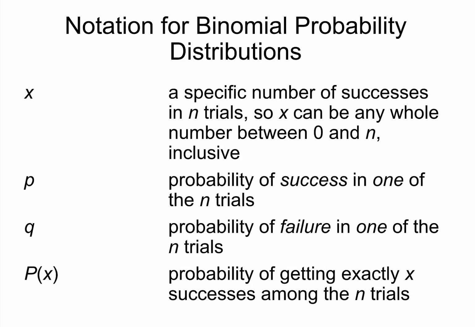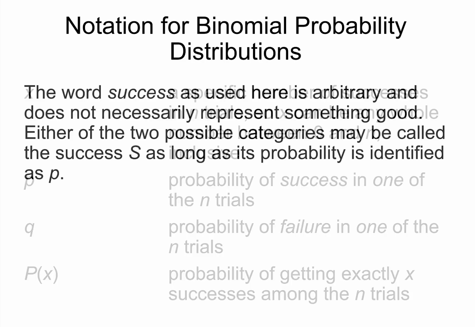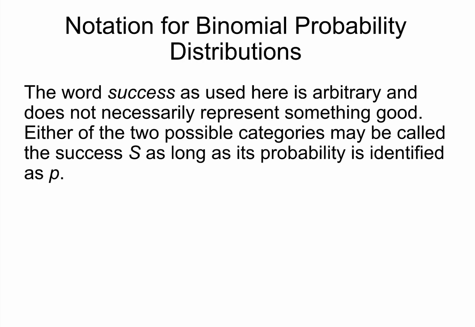P is the probability of success in one of the trials. Q is the probability of failure. And then P of X is the probability of getting exactly X successes among the N trials. The word success is used here is really arbitrary, and it doesn't necessarily mean something good. It's just selected of the two categories. One will be called a success and the other will be called a failure.